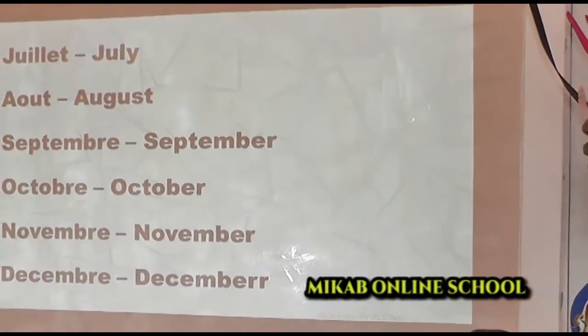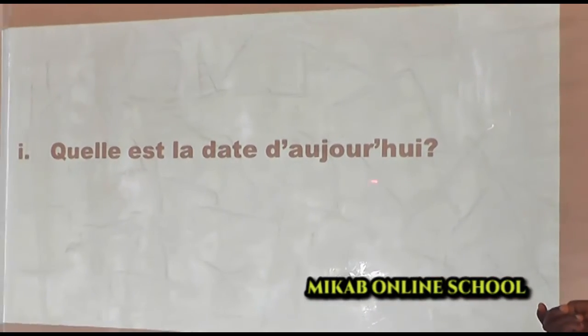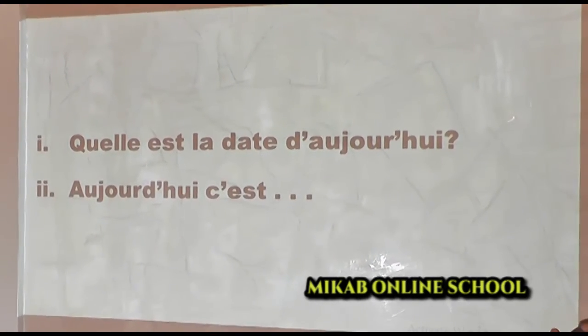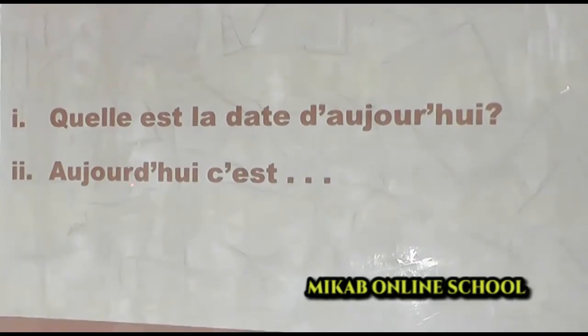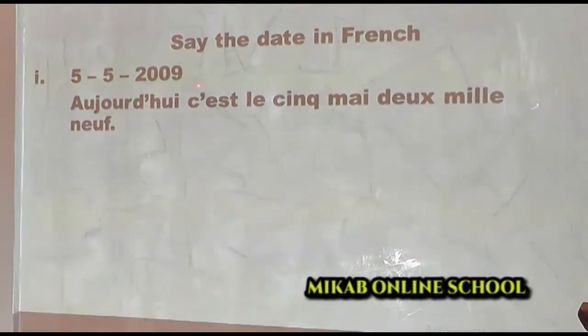Now I want us to say our dates in French. Quelle est la date d'aujourd'hui? What is today's date? Aujourd'hui c'est, today's date is 5/5/2009. Aujourd'hui c'est le 5 mai 2009. Today's date is 5 May 2009.